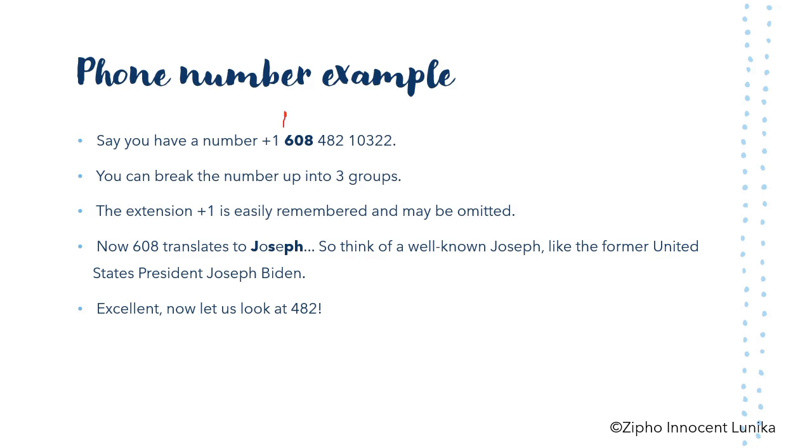So this is a 6, because of the J sound. All right. 0 is the S or the Z sound. And here, 8 is the F or V sound. Consequently, 608 translates to Joseph. See, the consonants or the sounds are highlighted, and we ignore the vowels, right? So think of a well-known Joseph. Perhaps you might think of the former United States president, Joseph Biden. Right, excellent. Now let's look at the next group, 482.